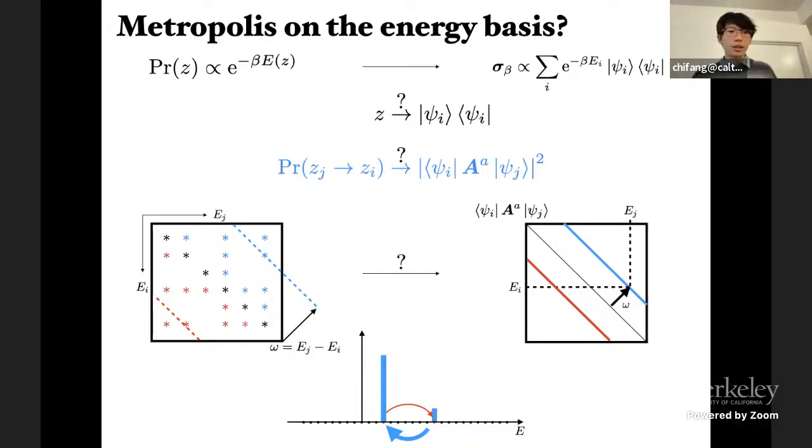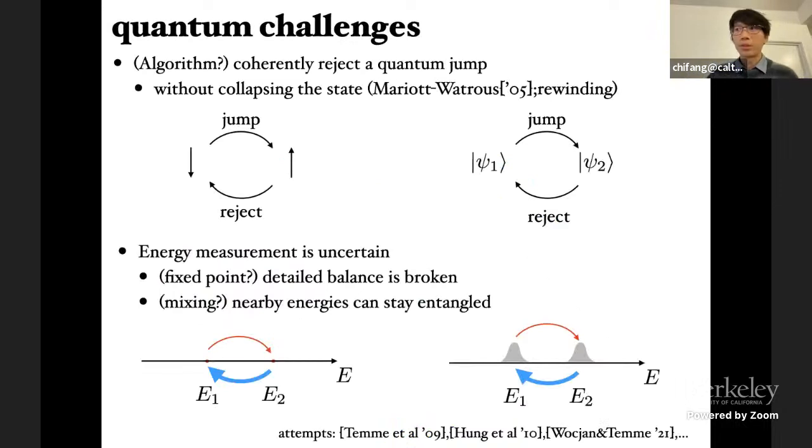So in this picture, if you look at this transition matrix sorted by energy, it would suggest that you want to look at this band of the same energy difference omega. It's like the classical analog. Okay, so this seems somewhat reasonable. However, there have been severe challenges that are intrinsic to quantum mechanics. What are they? Algorithmically, the rejection step turns out to be quite delicate.